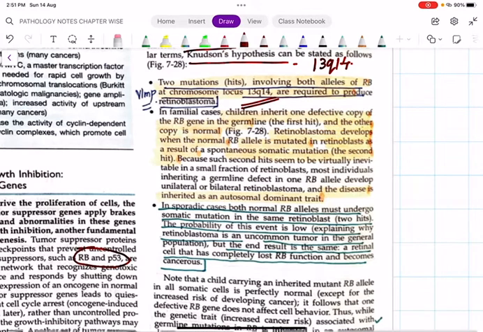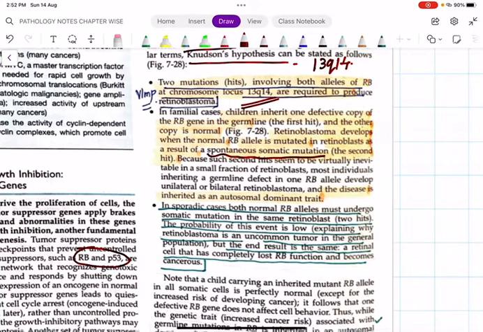This retinoblastoma may be either familial or sporadic. In familial cases, the child will inherit one copy of the mutated retinoblastoma gene, and the other copy will be normal. The disease develops only when this normal copy is mutated, as a result of a spontaneous somatic mutation. Remember children, in familial cases we have two mutations. One is inherited, which we call the familial or germline mutation, and number two is the spontaneous somatic mutation.